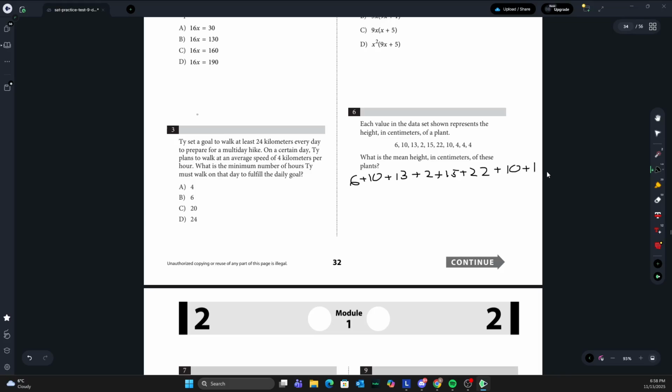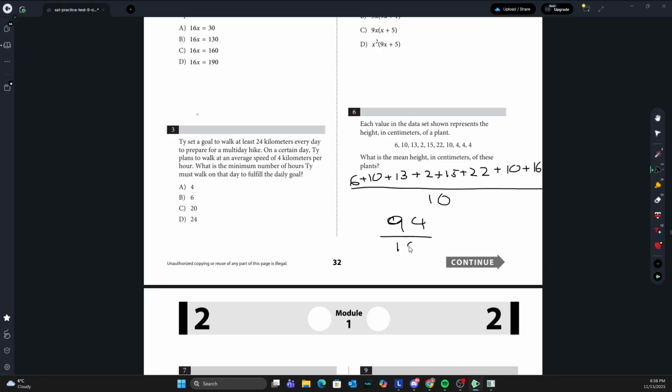And then we divide this by the total number of values. So that is 1, 2, 3, 4, 5, 6, 7, 8, 9, 10. Let's plug this into a calculator and see what we get. Bear with me. Okay, so we get 94 divided by 10, which equals 9.4.